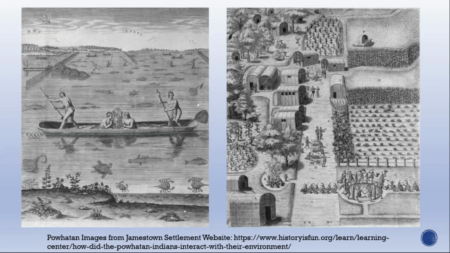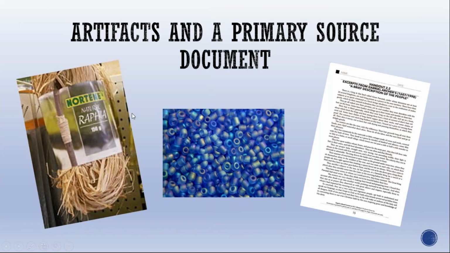So notice we've had some pictures, we've had some sketches from the time period, so those will be primary sources. And then obviously it's hard for me to get 17th century real authentic artifacts. So with a quick trip to Hobby Lobby, I have examples of raffia that's supposed to simulate the reeds in the area around the Chesapeake, and some blue beads, because archaeologists actually found blue beads as they excavated Jamestown. And so students could have something they could touch and feel.